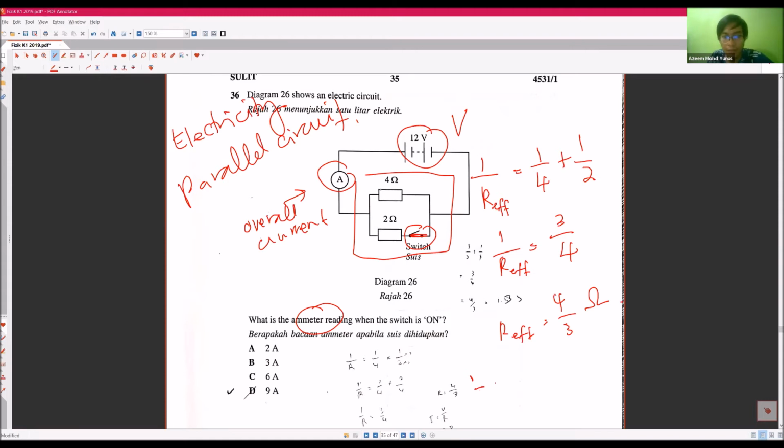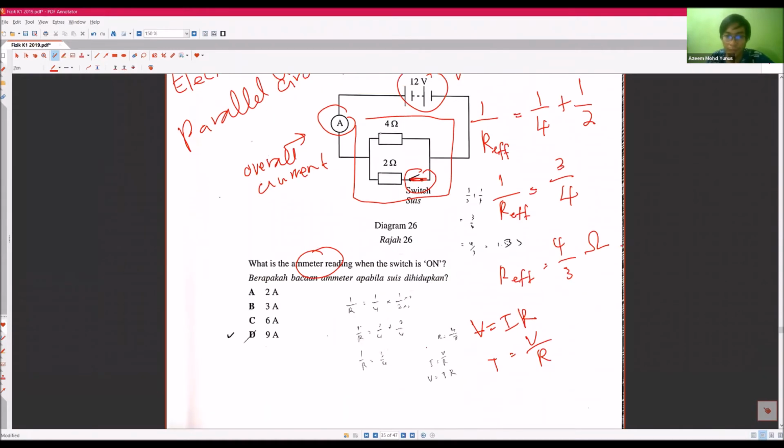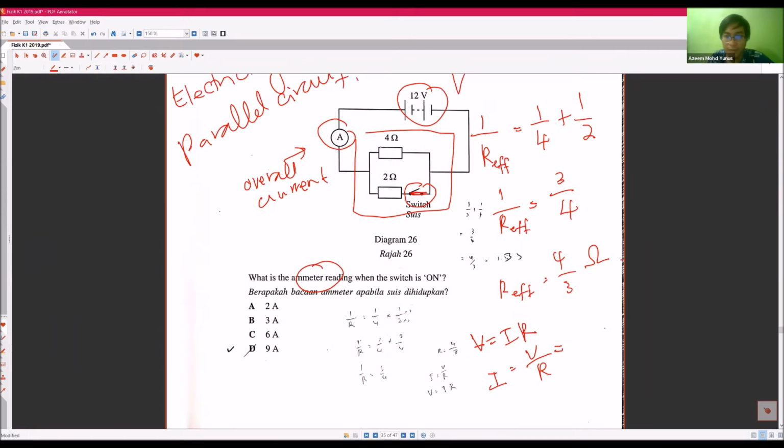V equals IR, the Ohm's law, so I equals V over R. So it is 12 volt, so 12 over 4 over 3. So times 3 over 4. 12 times 3 over 4 is 9 ampere. The answer is D.